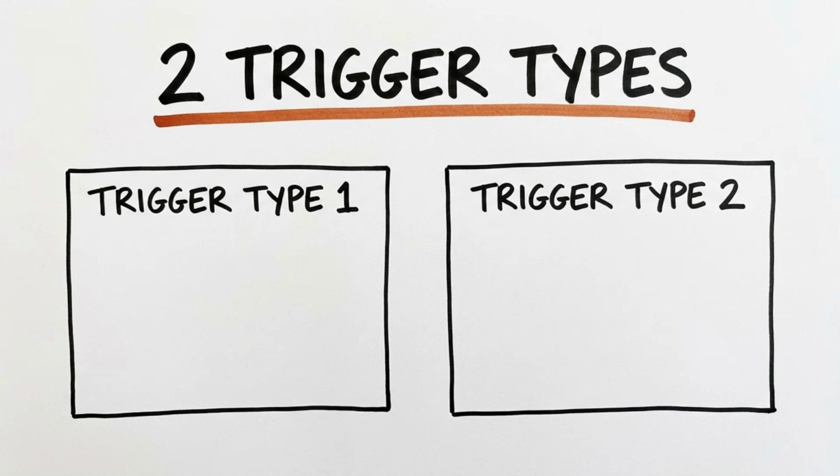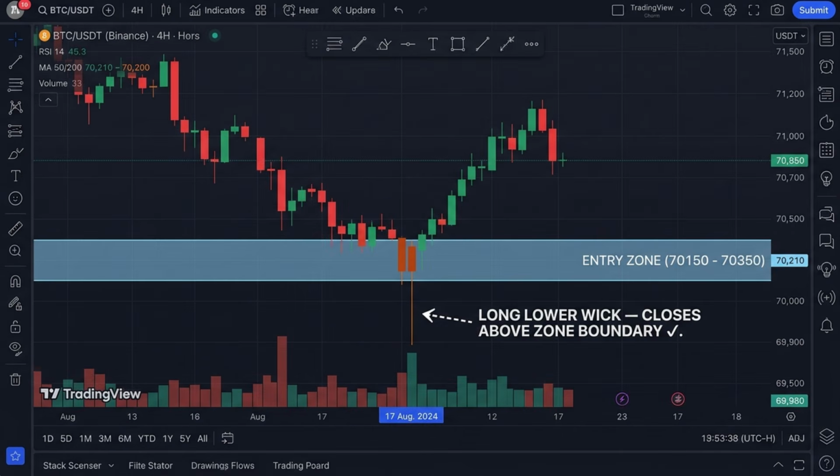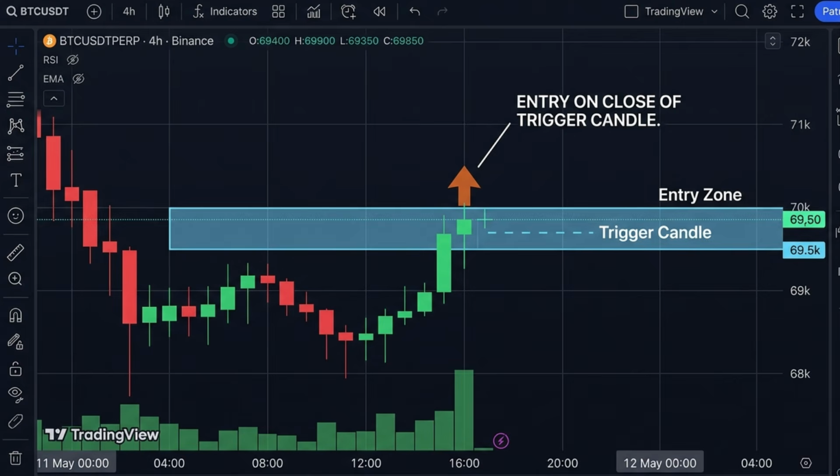You are looking for one of two trigger types. A bullish engulfing candle that closes above the midpoint of the previous candle inside the zone, or a candle with a long lower wick that closes back above the zone's lower boundary. Either of these inside your entry zone is your entry signal.